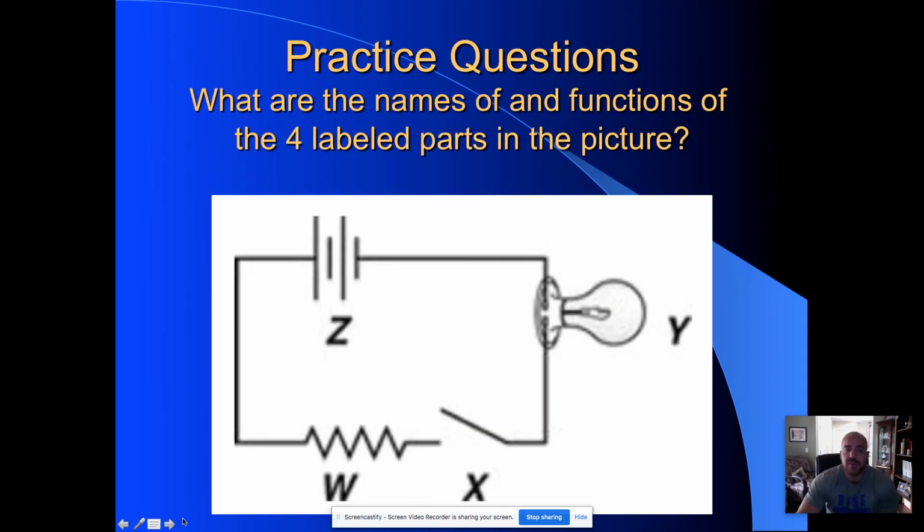So pause here and try to answer these questions before I give you the answers. W, X, Y, and Z are different parts of a circuit. See if you can remember them from that slide before. All right, Z, it's actually in this picture 2 batteries because we have those 2 spaces there.